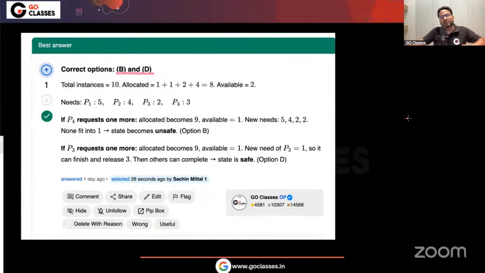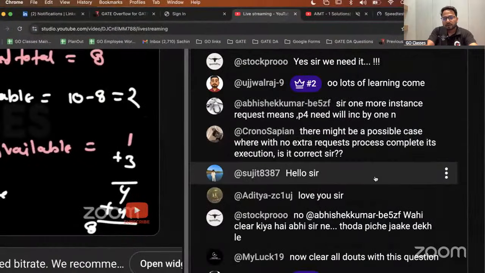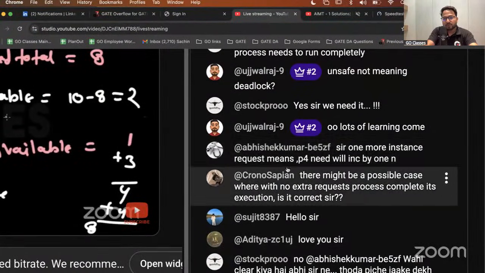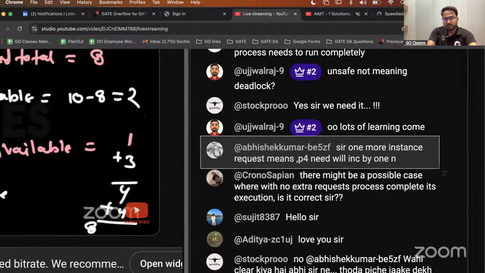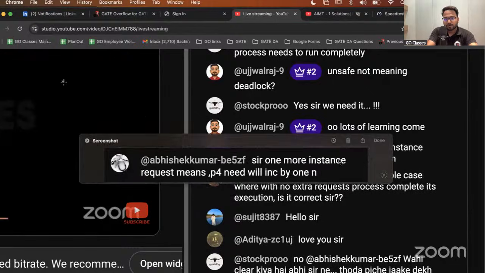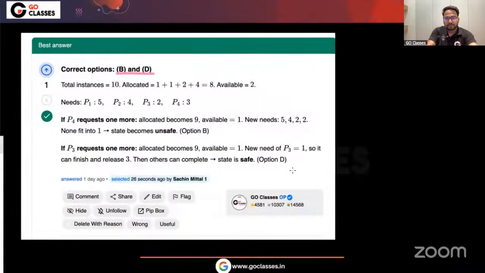See, students are commenting here. I think one more student has commented that, sir, one more instance request means P4 need will increase by one. No, I don't know who is teaching you this. This is the new misconception that I just got to know. Okay, this is literally a very bad misconception.